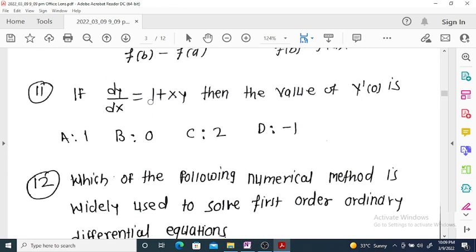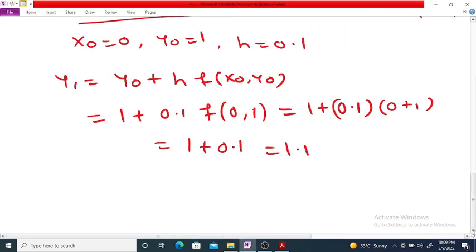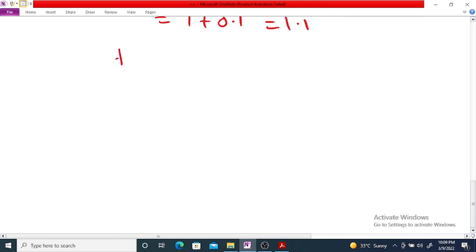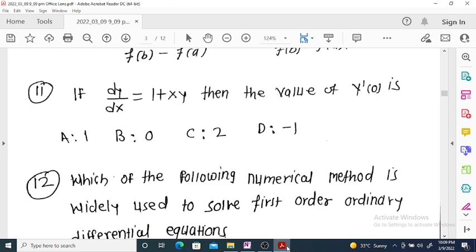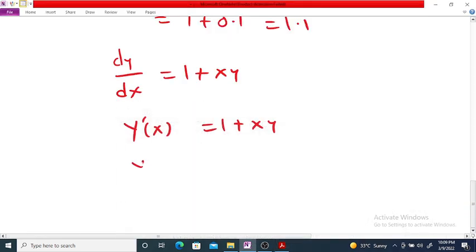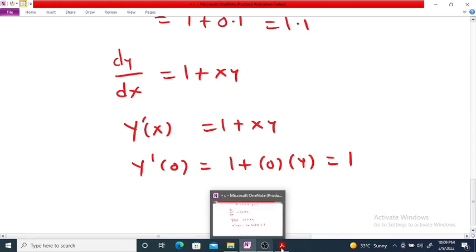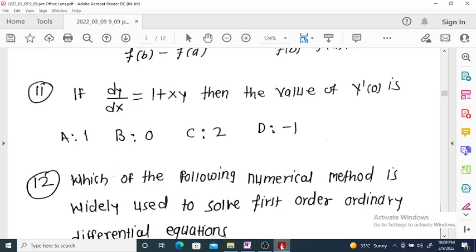Now dy by dx is equal to 1 plus xy, then what is the value of y dash of 0? Since dy by dx is equal to 1 plus xy, this is nothing but y dash of x is equal to 1 plus xy. So we use this notation and want to determine y dash of 0. So y dash of 0 is equal to 1 plus 0 into y, so this is equal to 1. So the correct option is 1.